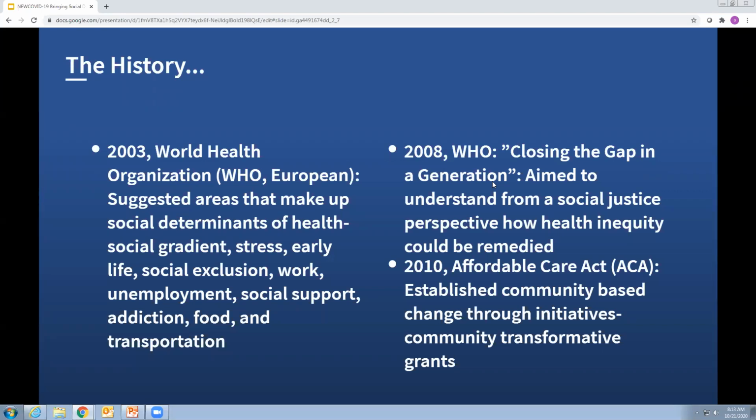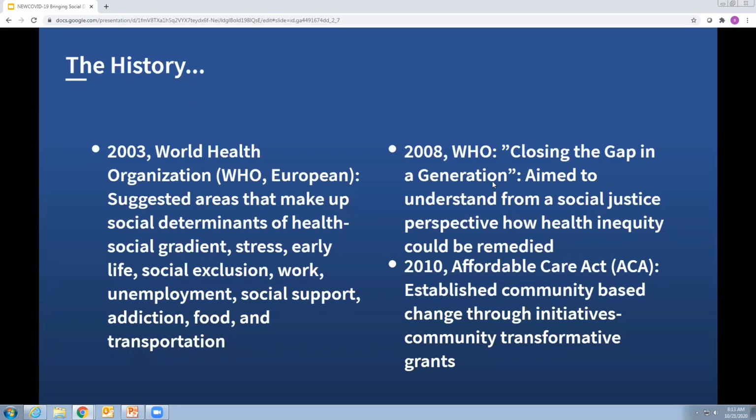I just wanted to go through this history of social determinants of health, and it's not anything new that we're dealing with right now. It just seems to be at the forefront right now. But even back as early as the 2000s, the World Health Organization had really decided that it was something that needed to be addressed and combated.